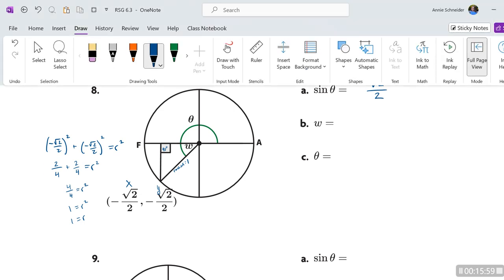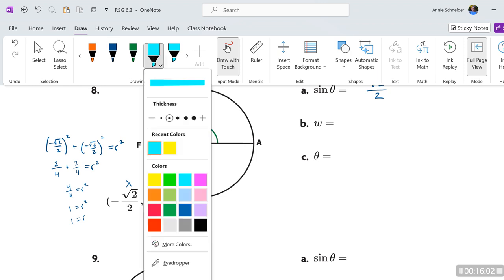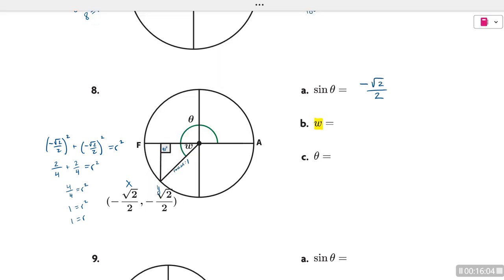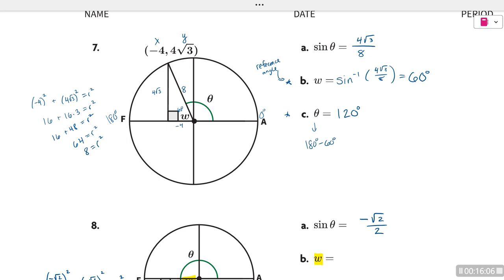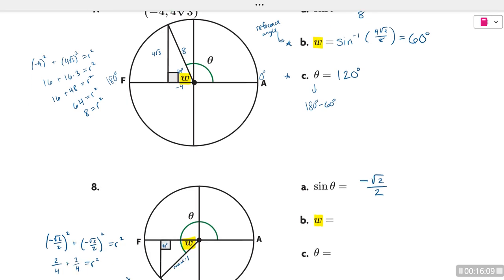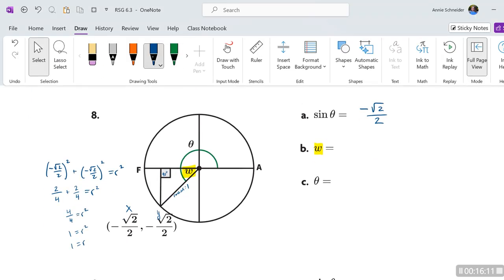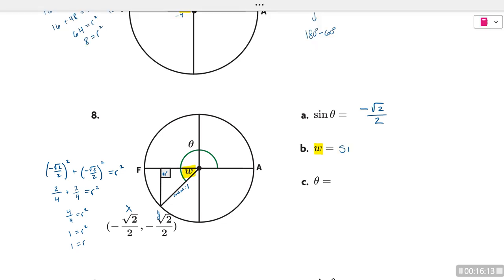So W, again, that's going to give us this little reference angle. Let me highlight it, actually. I should have done that on the last one, too. Right, that W is that reference angle. So to find that reference angle, we can actually use sine inverse of negative square root 2 over 2. And let's see what that gives us. So when we do sine inverse of negative square root 2 over 2, we get negative 45 degrees.